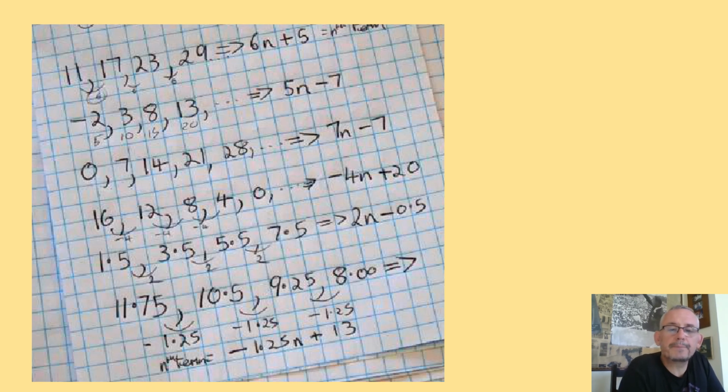See if it makes sense. Look for the break number. Look for what it's going up in. What is the core to this? What times table are we dealing with? Are we dealing with the 6 times table here, the 5 times table here, the 7 times table, the -4 times table, the 2 times table, and the -1.25 times table.